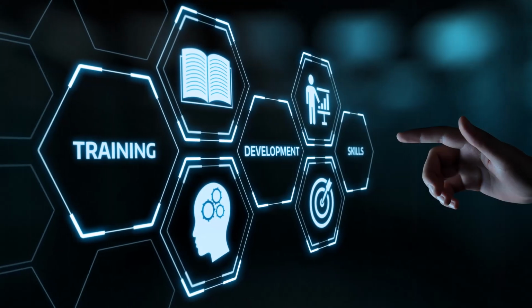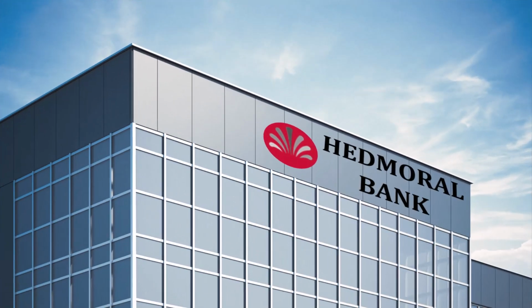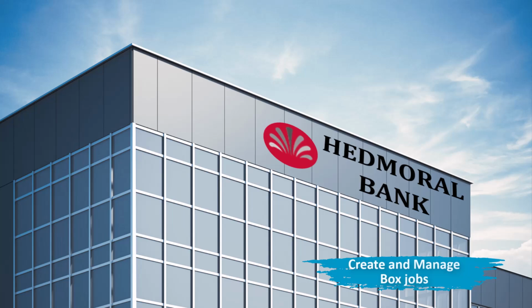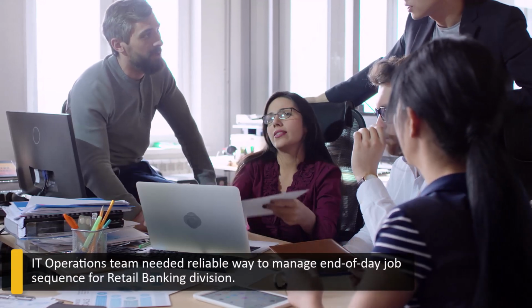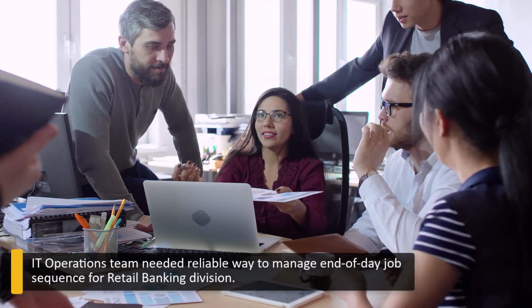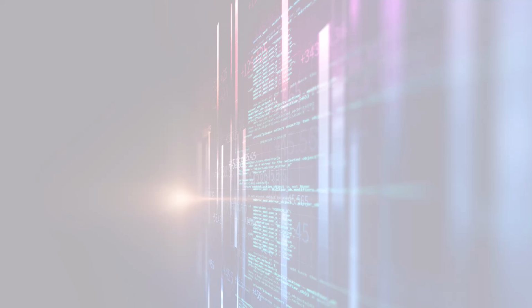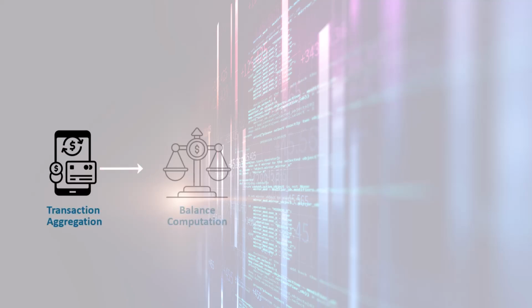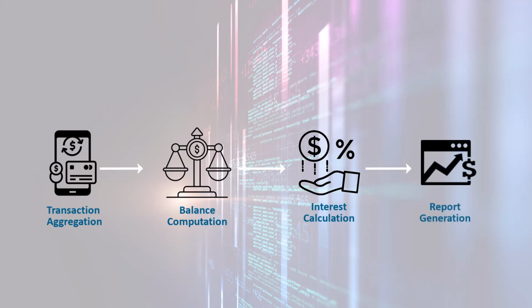To enhance the learning experience, we will use an example of a fictitious bank called Headmeral Bank and demonstrate how to create and manage box jobs in AutoSys. Headmeral Bank's IT operations team needed a reliable way to manage their end-of-day job sequence for the retail banking division. This sequence included transaction aggregation, balance computation, interest calculation, and report generation.